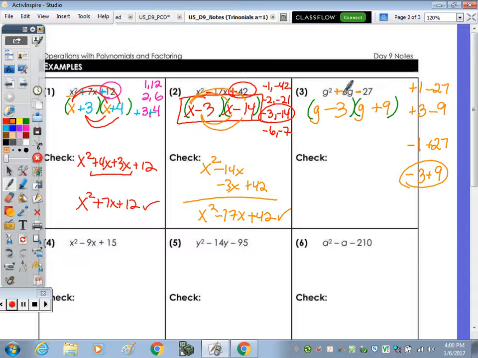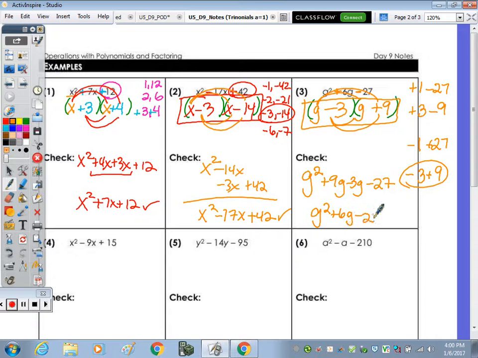To check, g times g, so this is our answer, is g squared. g times a positive 9 is positive 9g. Negative 3 times g is negative 3g. And negative 3 times positive 9 is negative 27. Combining, we're going to have g squared plus 6g minus 27. It checks.